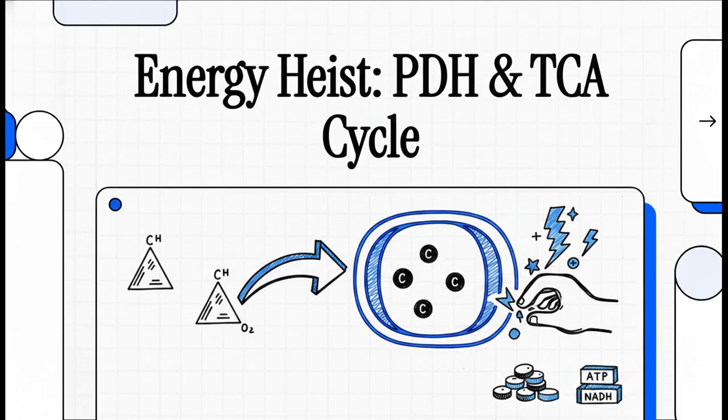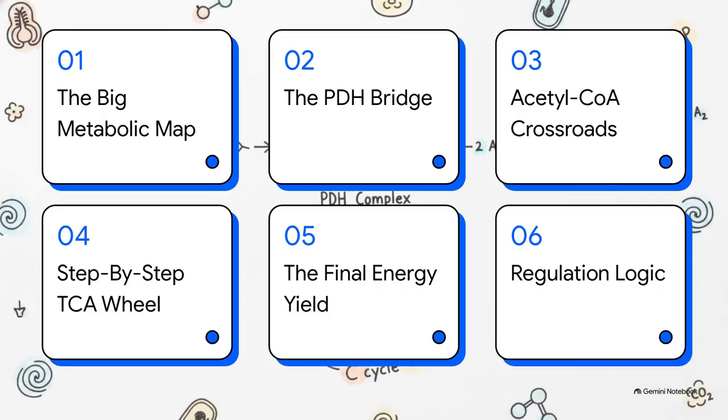What we're about to do today is, well, it's essentially a biochemical energy heist. We are going to take those pyruvate molecules, cross over into the mitochondria, systematically steal their carbons, and harvest all of their high-energy electrons. Now, before you start stressing out about memorizing some massive list of complicated enzyme names, just take a breath. Here's our game plan for today.